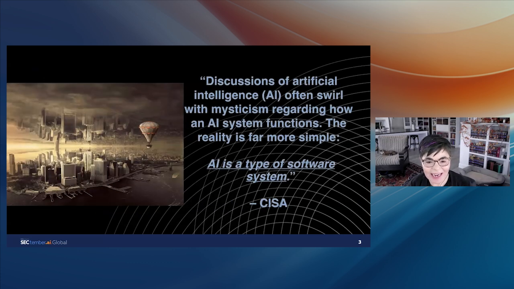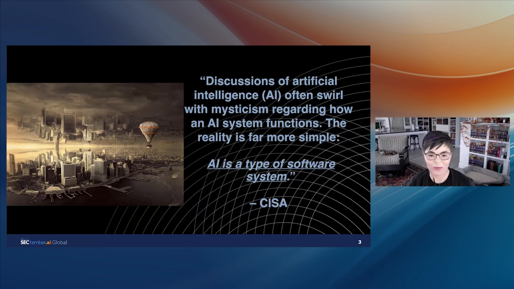With AI and ML, I really like this quote from CISA. It's a government agency, a technical agency, but the wording really popped out to me: artificial intelligence discussions often swirl with mysticism. It's a very creative way to say it, and I think it's really accurate. Even in how we represent AI now, it's becoming standard in applications that when you see AI represented, it's with little sparkly stars, almost like it's magical, written in the stars.